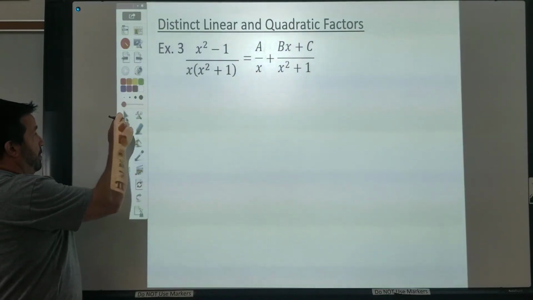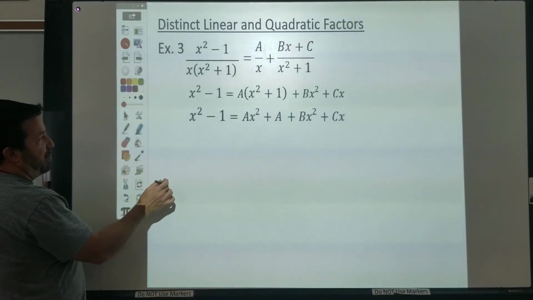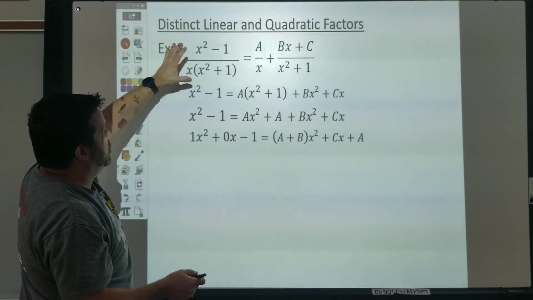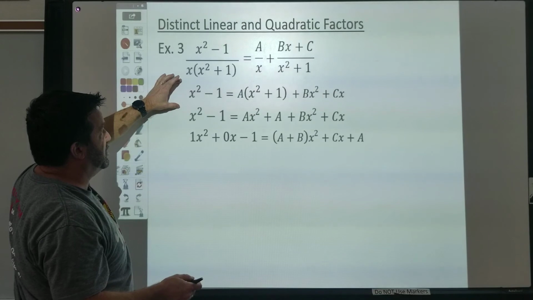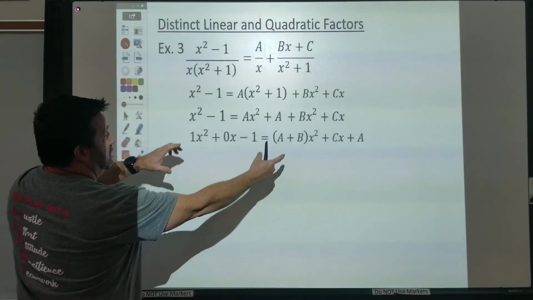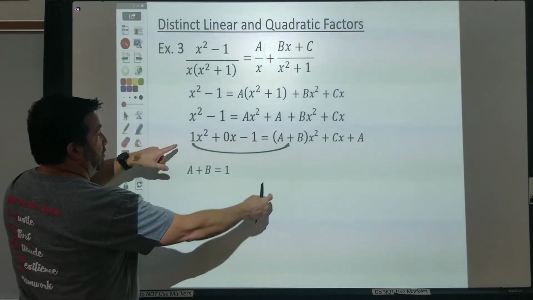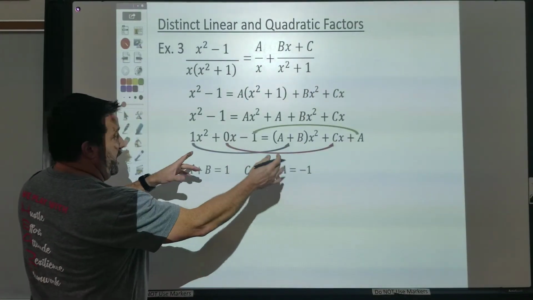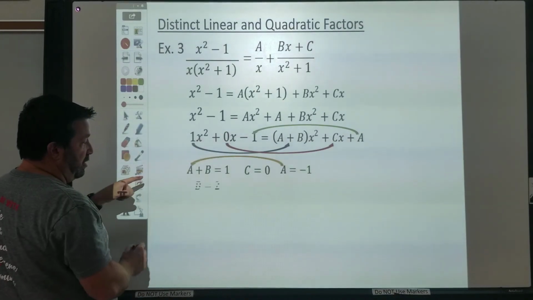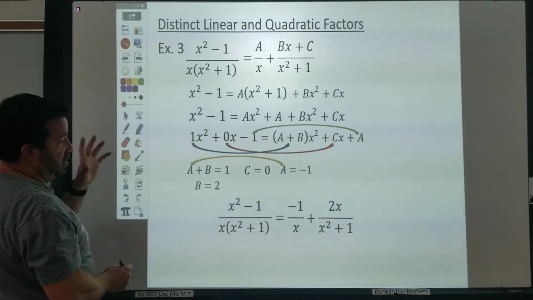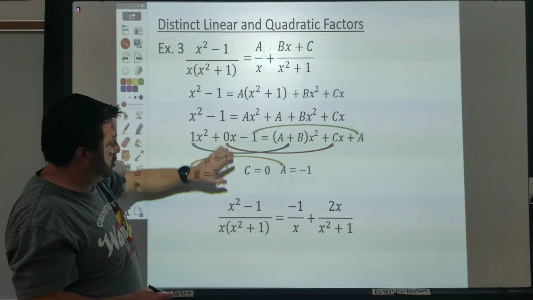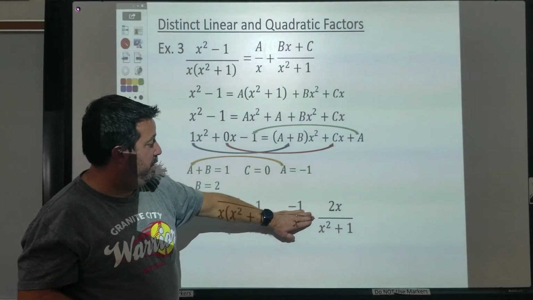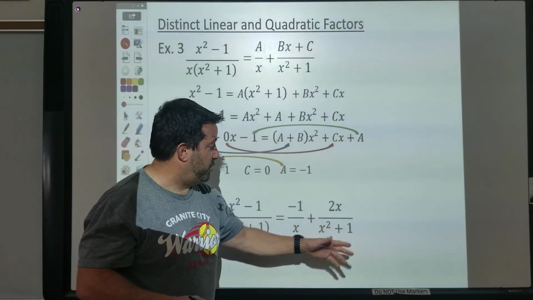Okay? So this is just the same process I just did, except I had it typed out. So this side was x squared minus 1. This is after I multiplied both sides to get rid of the denominators. Started organizing things. Same thing I had here. We were able to say that a plus b is equal to 1. We were able to say that c was equal to 0 and a was equal to negative 1. And then that allowed me to figure out that b was 2. So then this is what I was saying, that here's what I originally had, equals, I found out that a was negative 1, so I rewrote that. B was 2 and c was 0, so I'm able to leave that off.